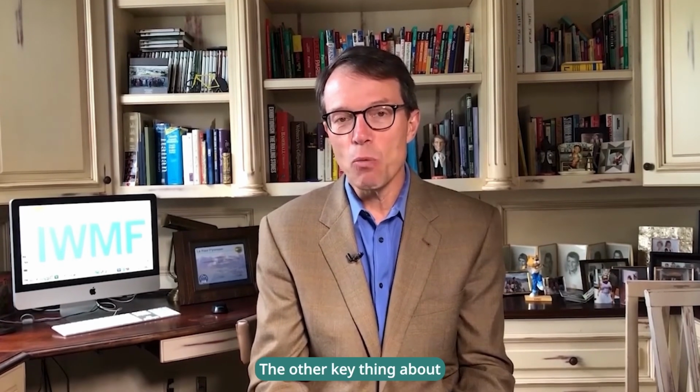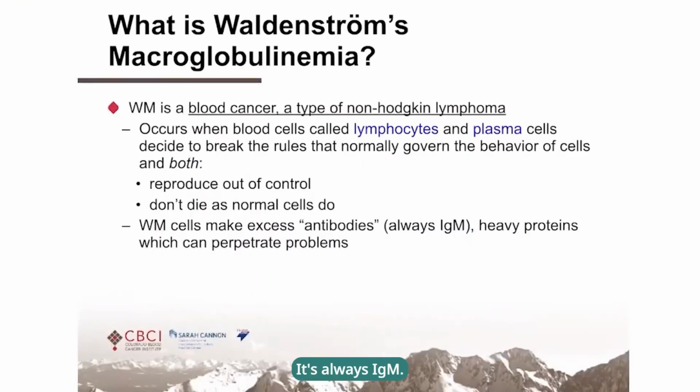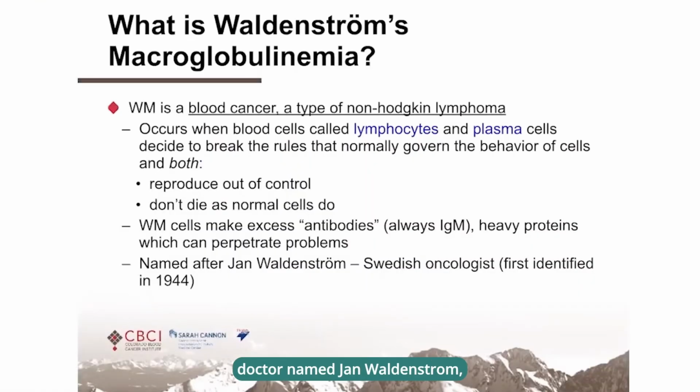The other key thing about Waldenström macroglobulinemia, or WM, is that the cells produce a very specific type of antibody protein called IgM. It's always IgM, and we're going to talk a fair amount about what that IgM means and what it does to patients. And importantly, this disease was named after a very famous doctor named Jan Waldenström, a Swedish oncologist, who first identified this back in 1944.